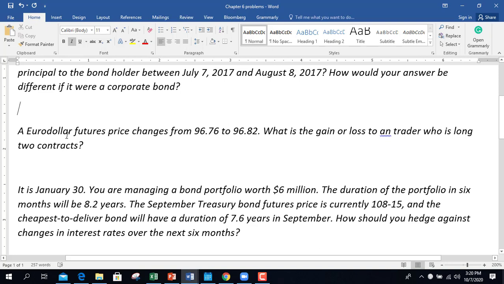Second, a Eurodollar future changes from 96.76 to 96.82. What is the gain or loss to a trader who is long on 2 contracts? So how do we calculate that? We know for a Eurodollar future there is a $25 gain or loss, depending on which position you are taking, for every 0.01 movement in price.